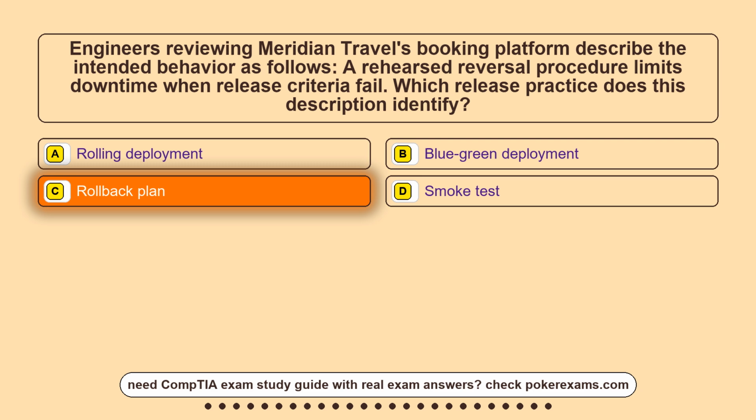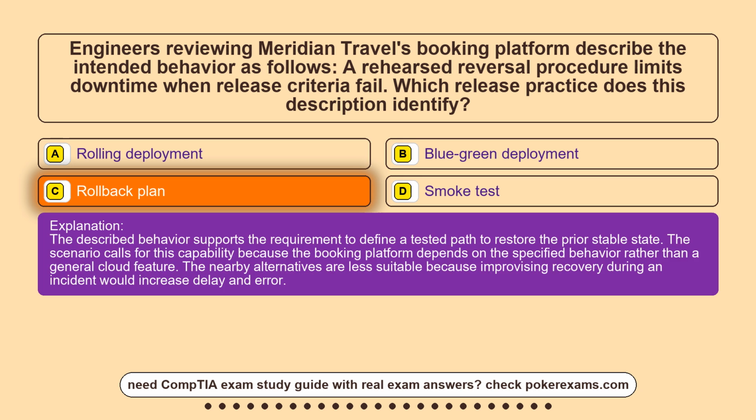Rollback plan. The described behavior supports the requirement to define a tested path to restore the prior stable state. The scenario calls for this capability because the booking platform depends on the specified behavior rather than a general cloud feature. The nearby alternatives are less suitable because improvising recovery during an incident would increase delay and error.